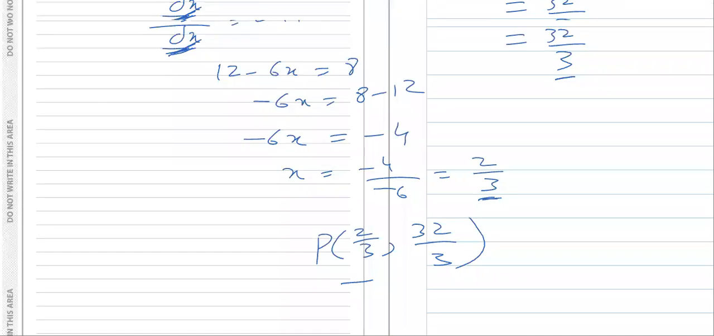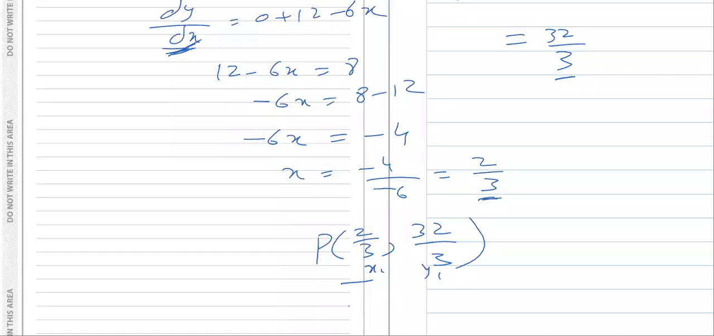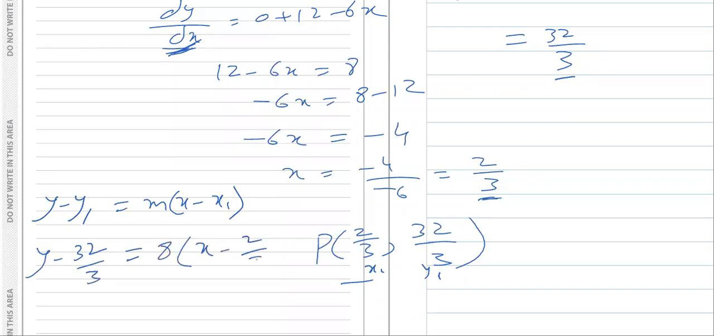Now you have the gradient. Say this is x1, say this is y1. So the equation will be y minus y1 equals m into x minus x1. So we will have y minus y1, where y1 here is 32 over 3, equals m, which is 8, into x minus x1, which is 2 over 3. Just simplify that one. It will become, with 3 as the LCM, 3y minus 32 equals 8 into 3x minus 2.